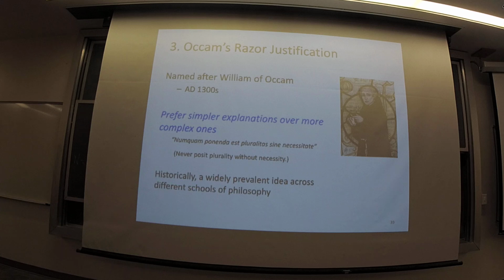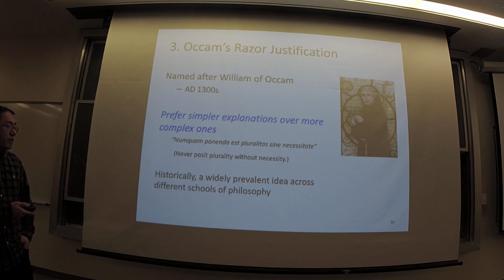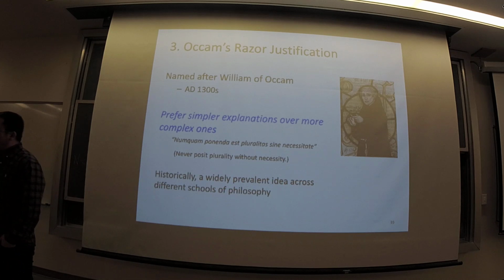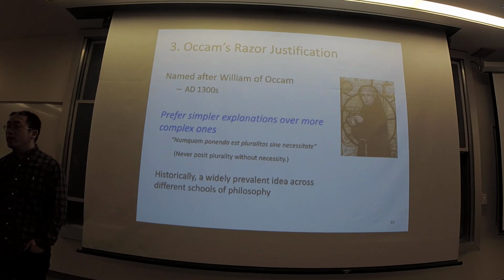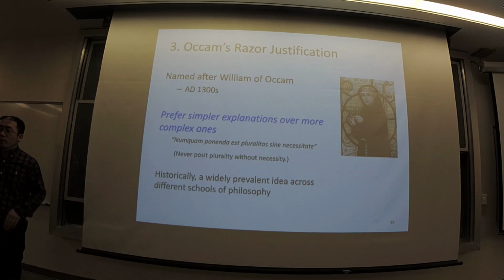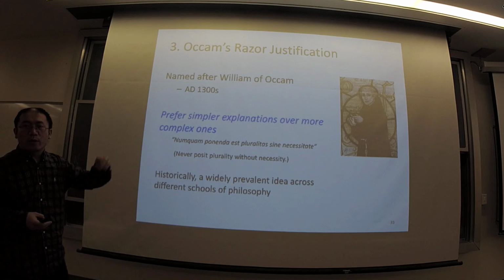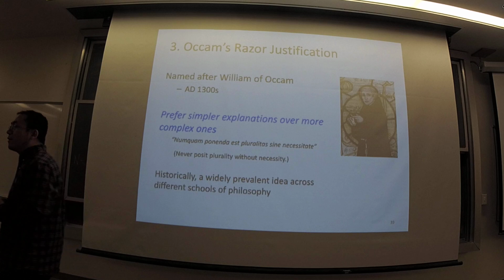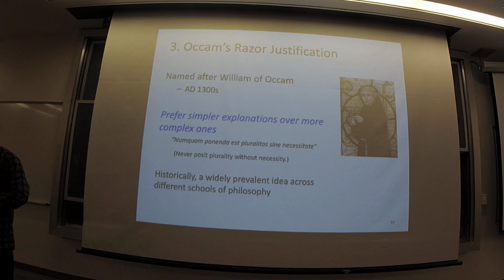So historically, Occam's razor is a widely prevalent idea across different schools of philosophy. But right now it's adopted by many scientific and engineering disciplines, especially in model choices. But right now we want to justify this principle using the concepts we have just discussed in computational learning theory. Namely, based upon true error, empirical error, sample complexity, those kinds of concepts, can we use math language to justify Occam's razor?